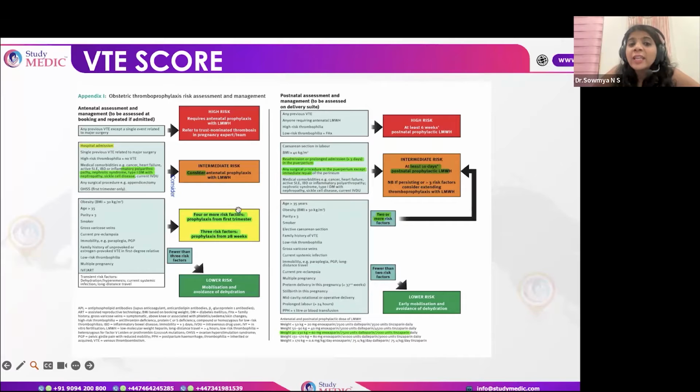So if it is 3 risk, intermediate risk, you usually start considering from 28 weeks onwards, up to 6 weeks postpartum. But these are minor factors. You have to have 4 factors.